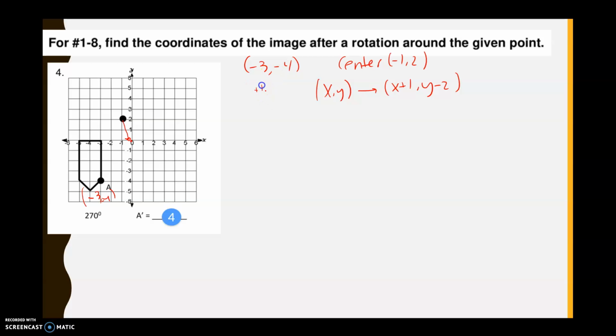So I'm going to add 1 and subtract 2, which is going to give me a new point of -2, -6. -2, -6 means me right here. Okay, so now it's just like I'm going to rotate it about my origin, which I know how to do. It's 270, doesn't tell me the direction, so I always go counterclockwise, the same direction as my quadrants. So I'm going to go over 90, over 180, over 270.